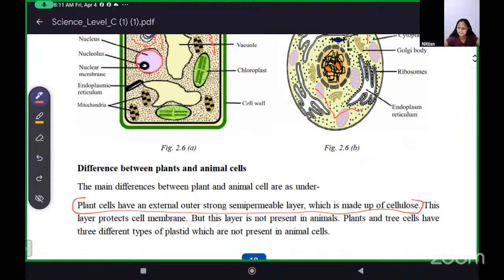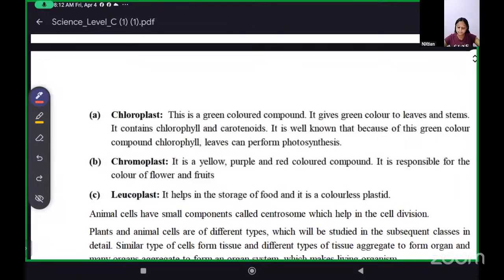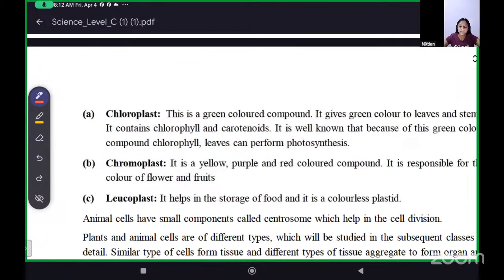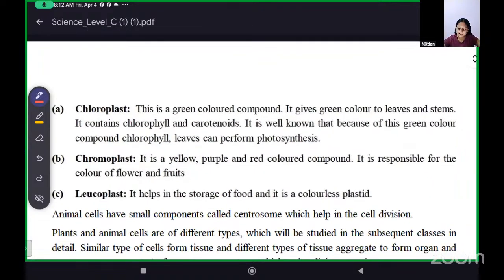Okay, and plants and trees cells have three different types of plastids which are not present in animal cells. What are these three types of plastids? They are known as chloroplast, chromoplast, and leucoplast. Okay, these three plastids are responsible for three different types of functions. Let's see what they are.